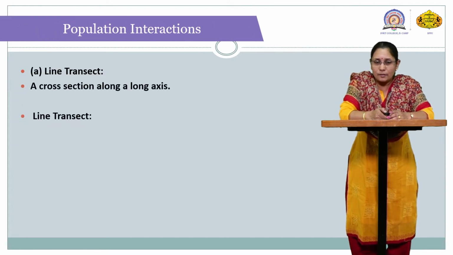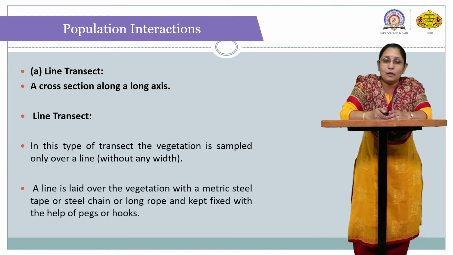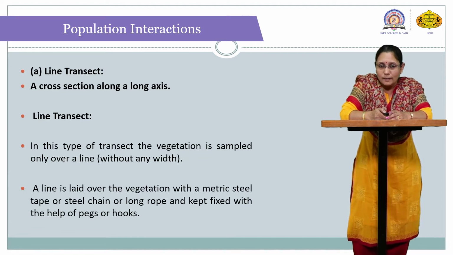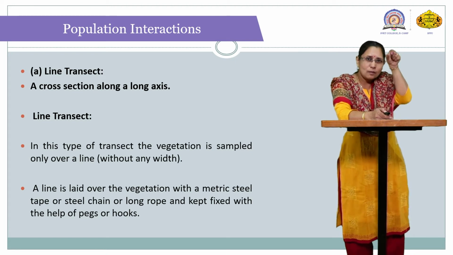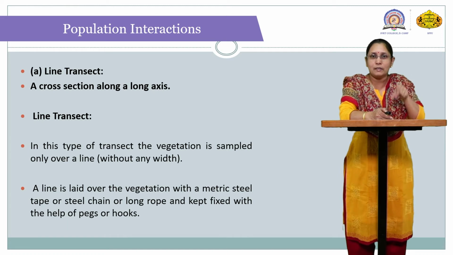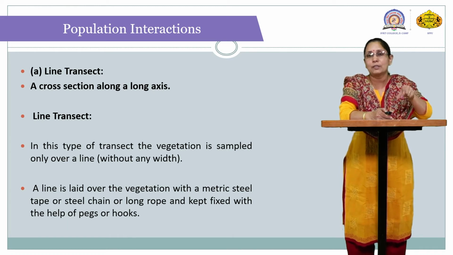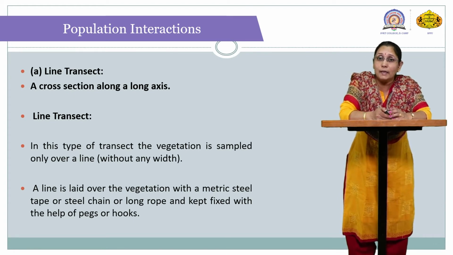Then the line transect. What is a line transect? A line transect is a cross section along a long axis, as we already saw in the last slide. In this type of transect, the vegetation is sampled over a line without any width. So as such, width doesn't matter. Whatever vegetation is coming along that particular line will be analyzed.